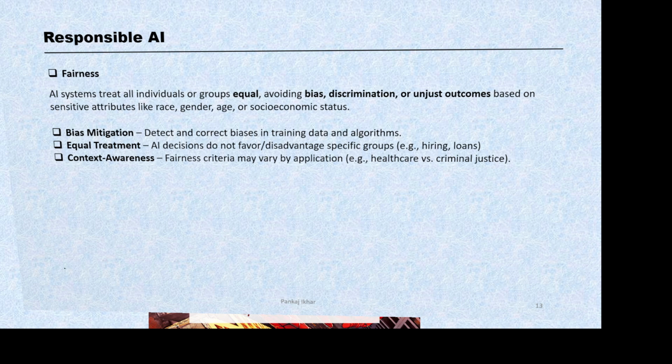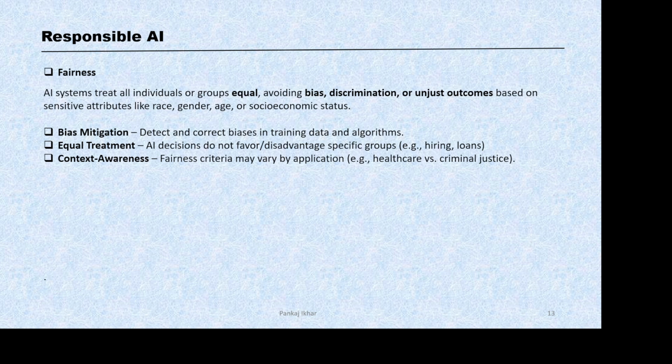Fairness. Every individual, every group should be treated equally. No bias, no discrimination, no injustice based on any sort of parameter, whether it's sensitive parameters like race, gender, age, or maybe socioeconomic status. Some of the more factors which we need to consider: bias mitigation, equal treatment, like we saw, and contextual awareness.